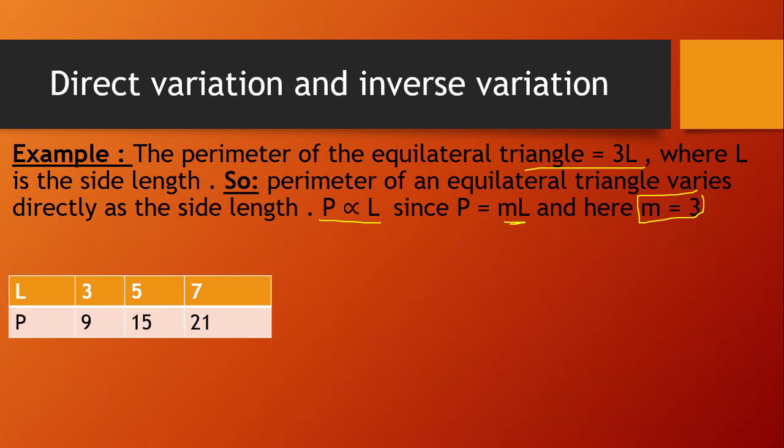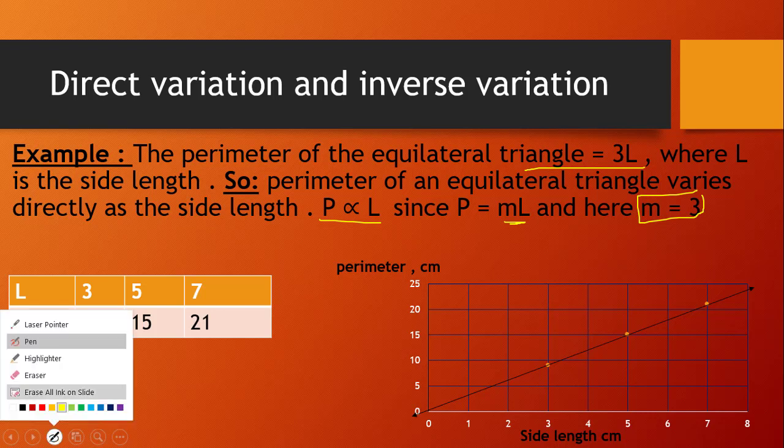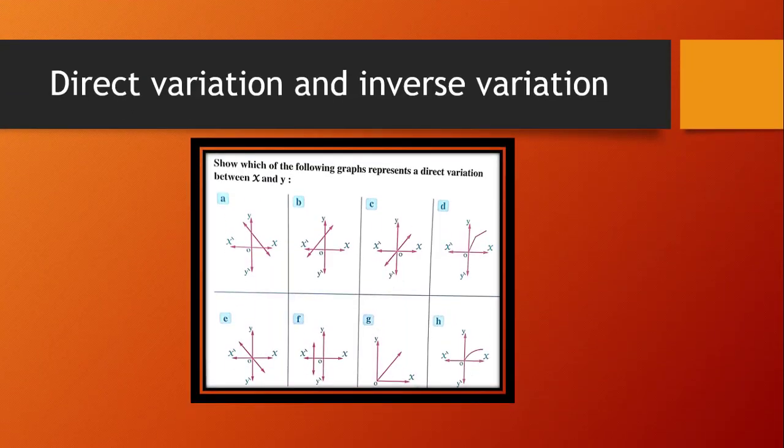So if we want to draw this relation, it will be a straight line passing through the origin point. This is the origin point and this is the straight line. So if we have two variables, one of them is directly proportional or directly varies as the other, in this case the relation will be a straight line passing through the origin point.